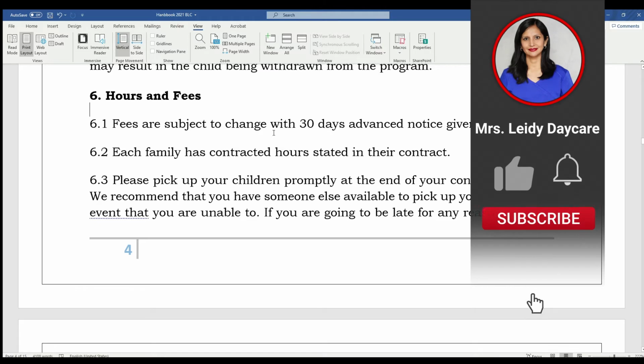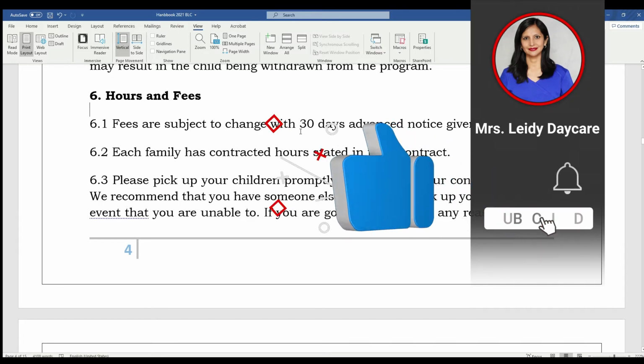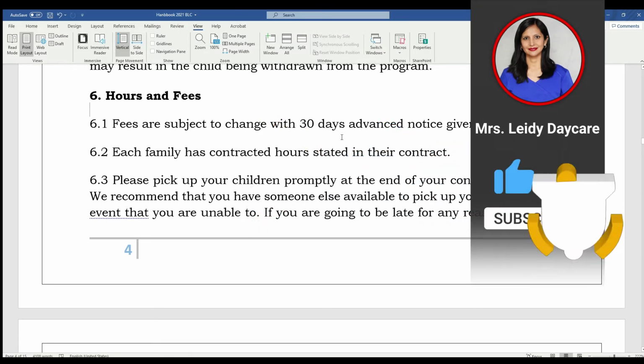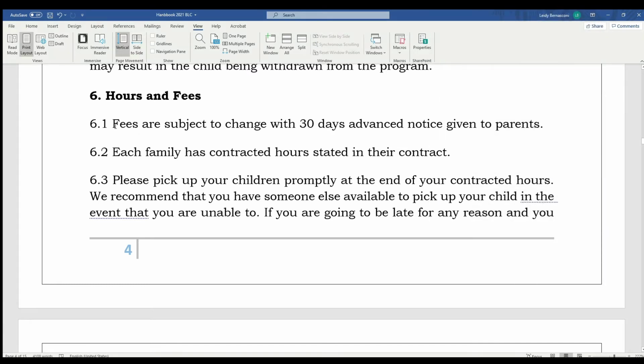The fees, I always change. I can change it 30 days in advance, and I always give notice. Normally my fees are increased once a year, but I can also make a change earlier if I want.